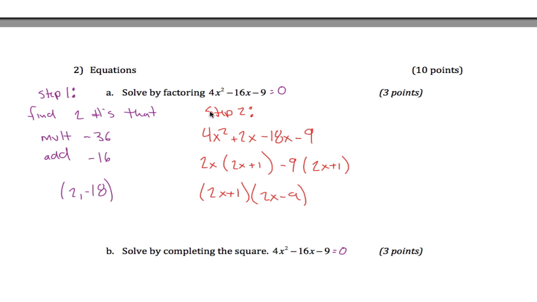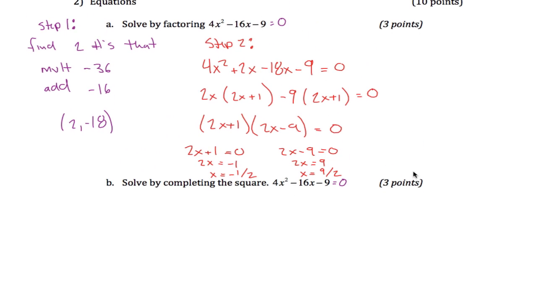So now that we've factored the left-hand side, we can solve this thing. We can say, all right, 4x squared, maybe I'll just write it down here. We were trying to solve this equals 0. So we have something times something equals 0. That means either 2x plus 1 equals 0 or 2x minus 9 equals 0. So if I subtract 1 from both sides, I get 2x equals -1, x equals -1/2. If I add 9 to both sides, I get 2x equals 9, x equals 9/2.